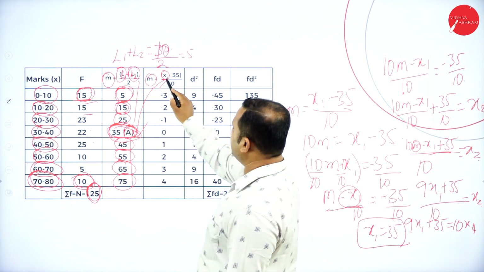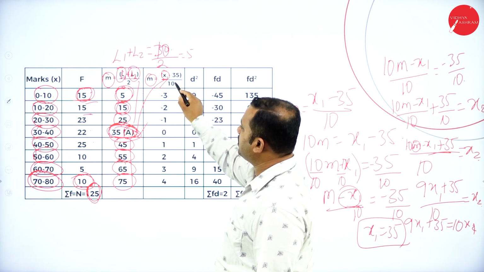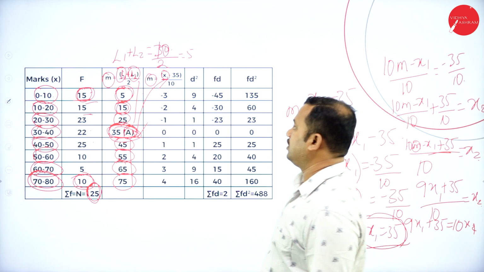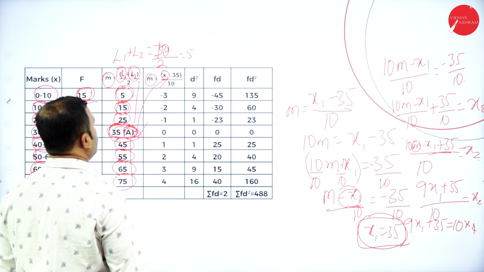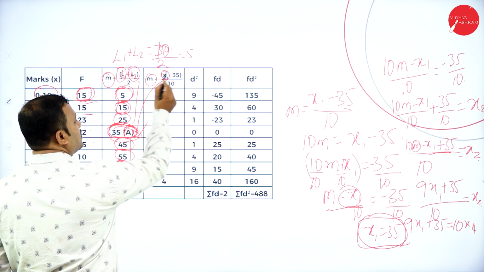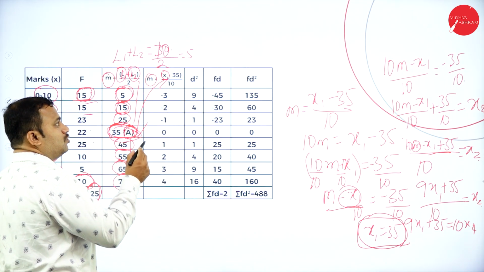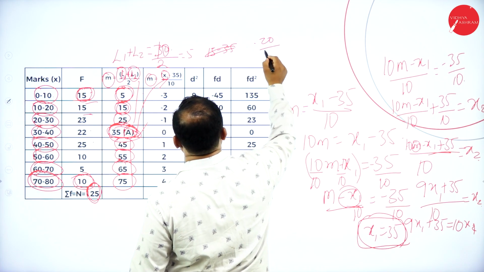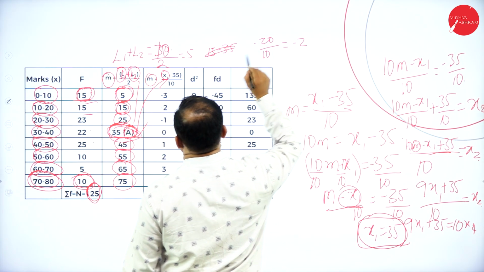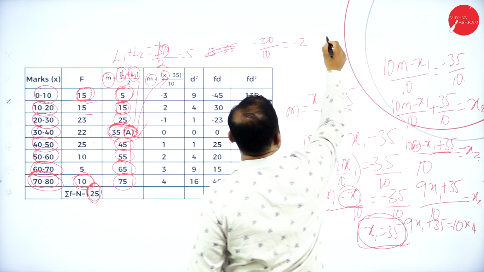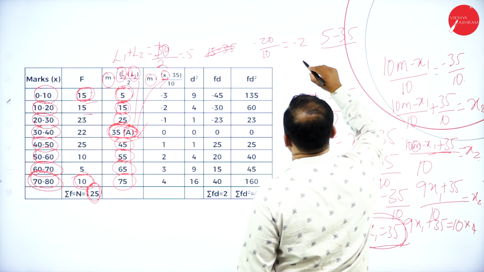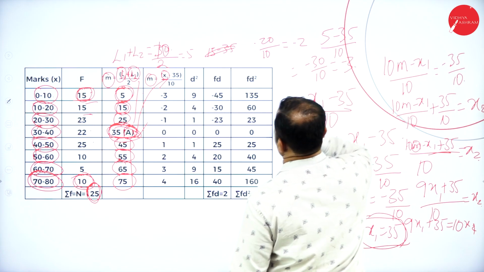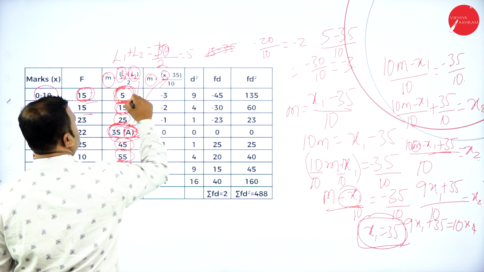It becomes 35. 35 minus 35 by 10, 0 by anything, it becomes 0. If that is the case, this is not going to be the value of x1. What is the value of x1? Let me take the value of x1. In this case, 15. 15 minus 35 is equal to minus 20. Minus 20 by 10 is equal to minus 2. But in this case, we have 5. 5 minus 35 divided by 10. 5 minus 35 is equal to minus 30. Minus 30 by 10 is equal to minus 3. So x1 is equal to 5.